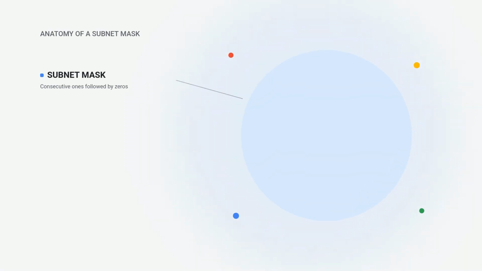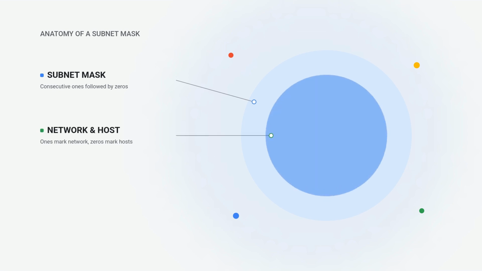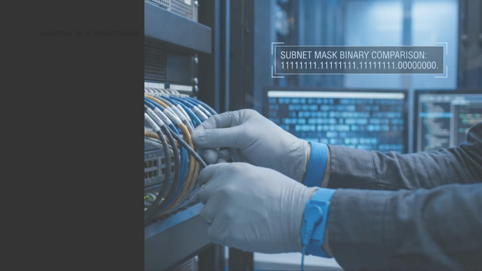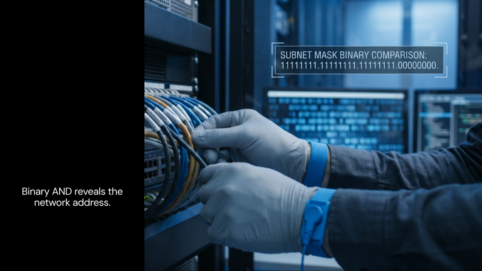A subnet mask is just a row of consecutive ones followed by zeros. The ones mark the network portion, the zeros mark the host portion, and slash notation simply counts how many network bits are turned on. If you line up the IP address and the mask in binary and apply a bitwise AND, the result is the network address. That's why a /26 becomes 255.255.255.192 in dotted decimal.